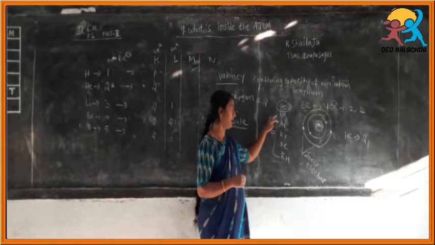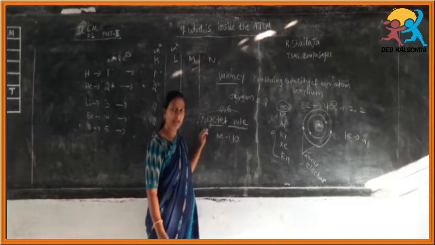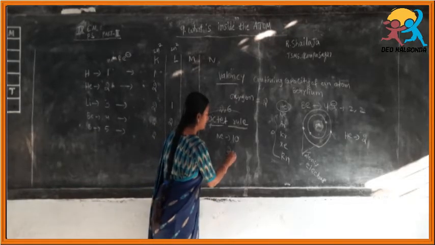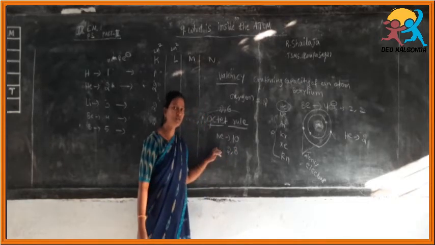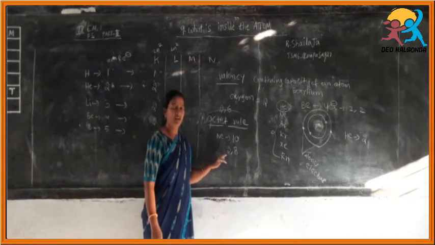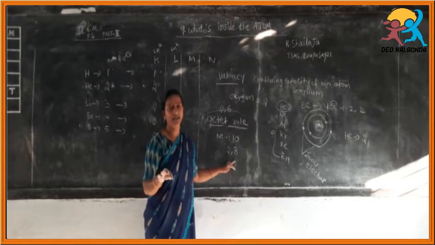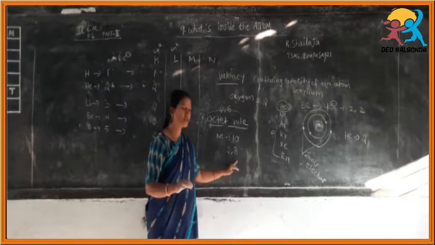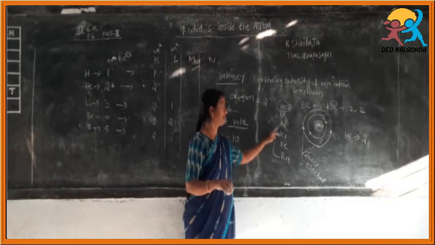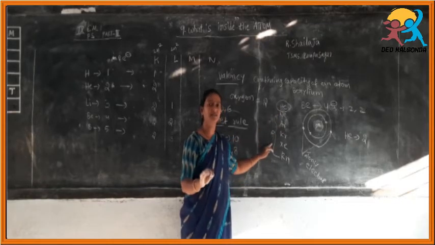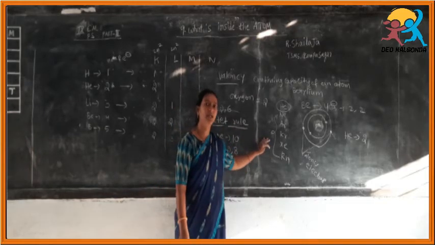If you observe neon, atomic number 10, it has 2 electrons in the first shell and 8 in the second shell. The first shell can hold a maximum of only 2 electrons, the second shell 8. So how many electrons are in the outermost shell? 8. All these gases, except helium, have 8 electrons in the outermost shell, so they follow the octet rule. That's why they are more stable substances.